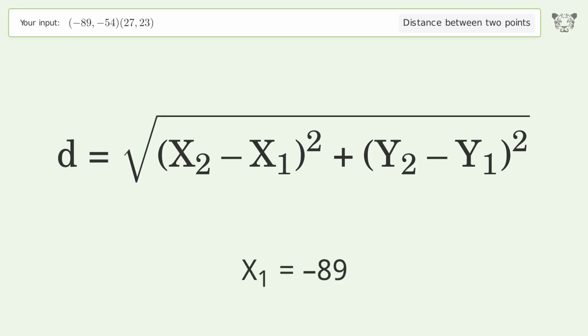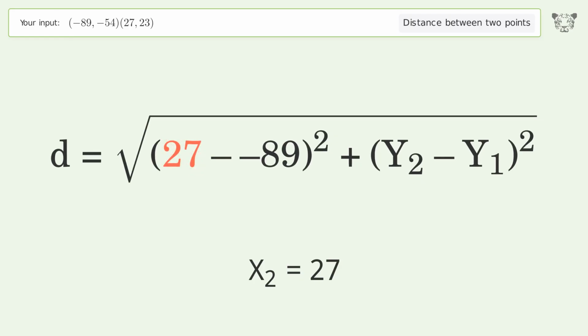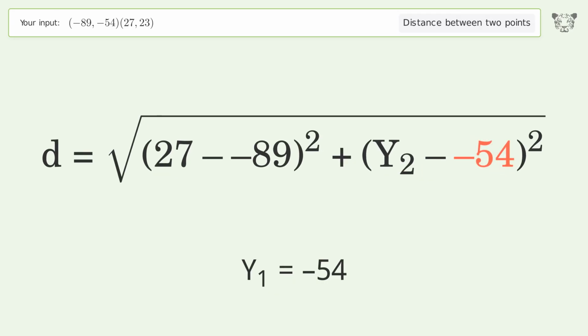x1 equals negative 89. x2 equals 27. y1 equals negative 54. y2 equals 23.